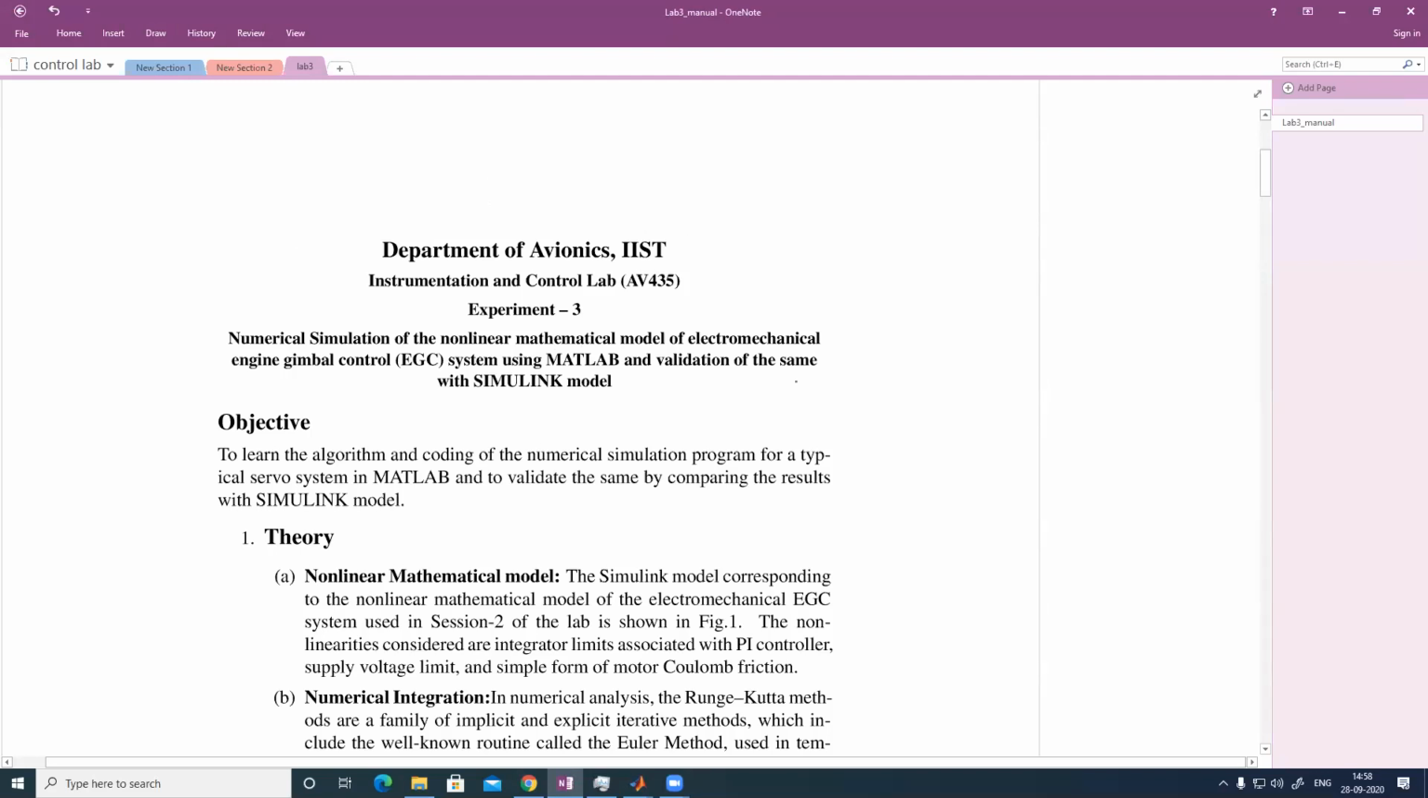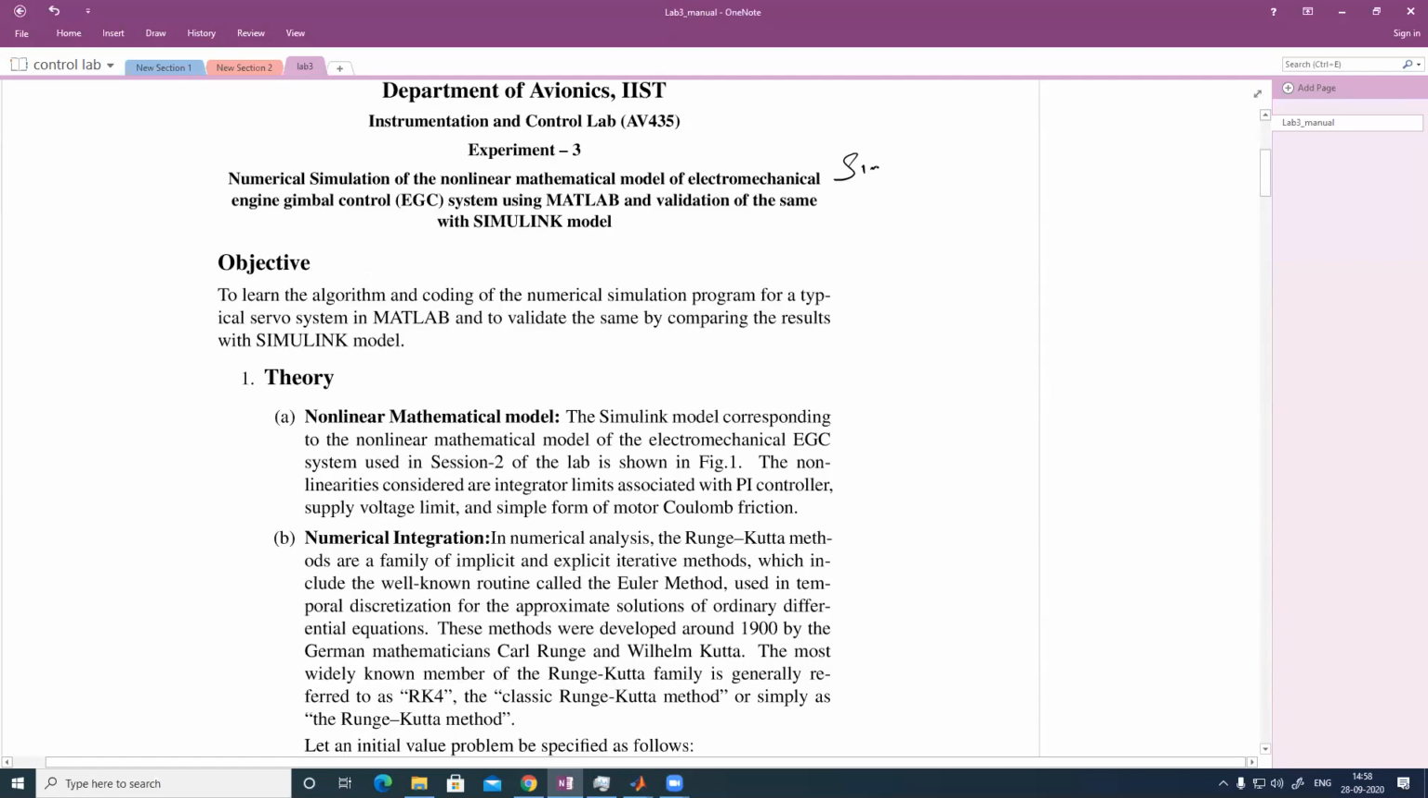So up to here you are done with the Simulink simulation. Now we can convert that simulated system into MATLAB code. The entire system is converted to MATLAB code. The non-linear system is considered with the PI controller.